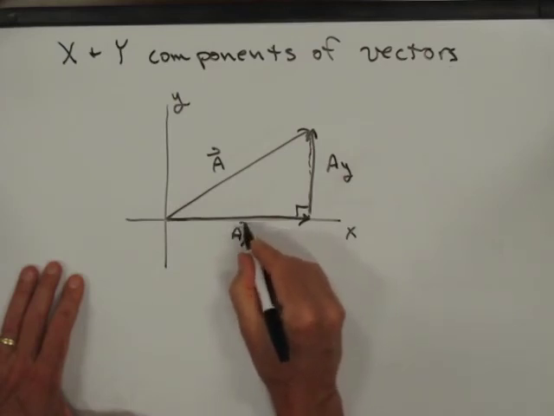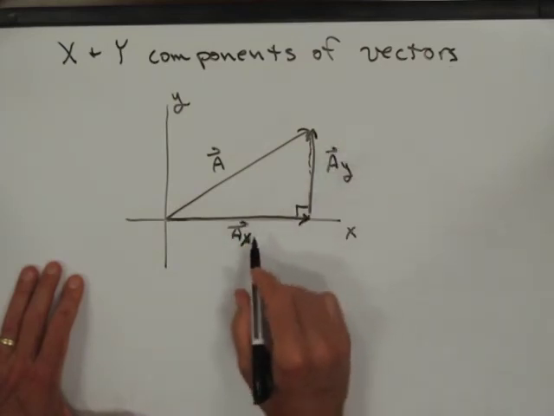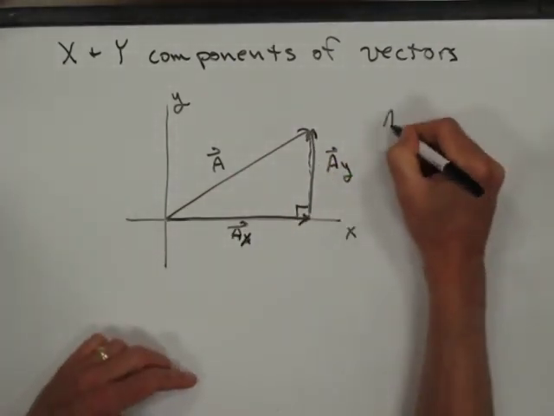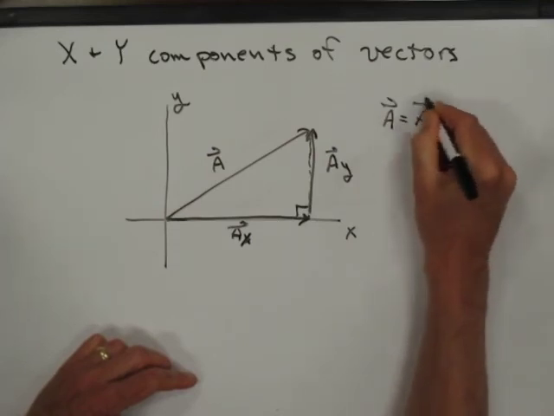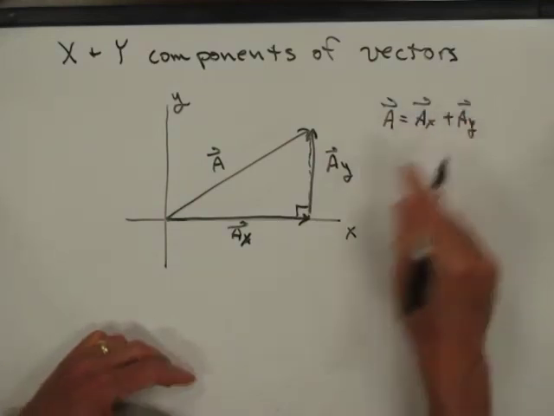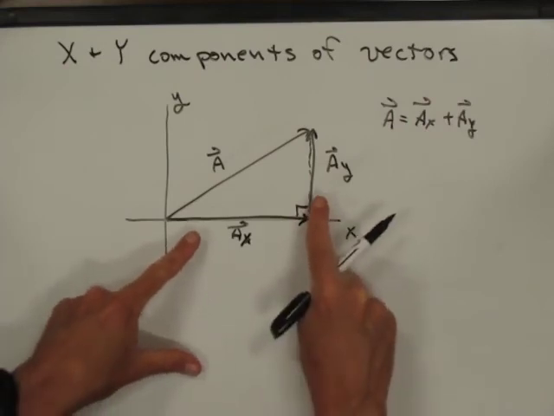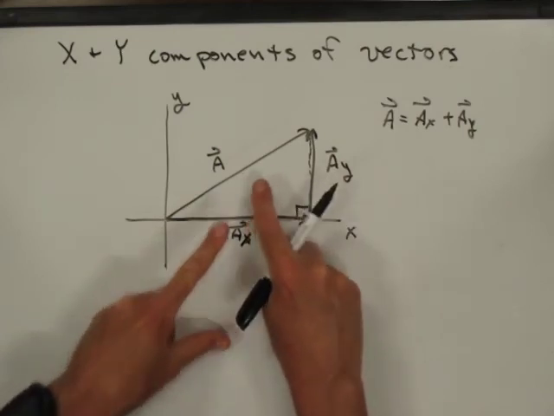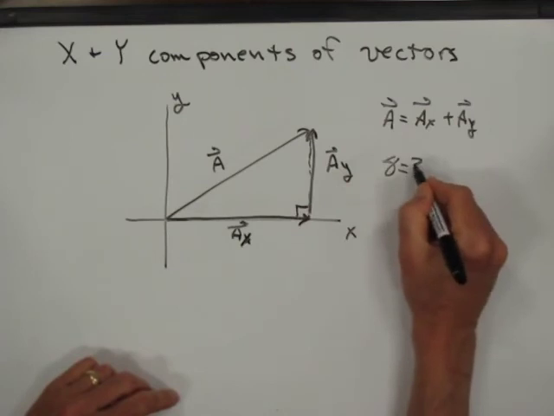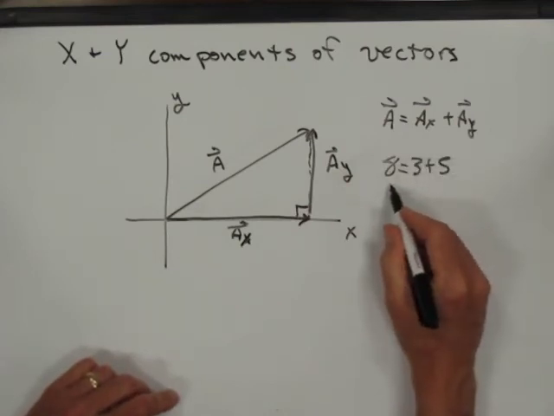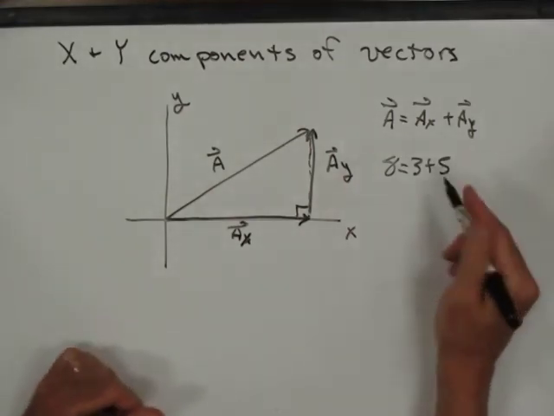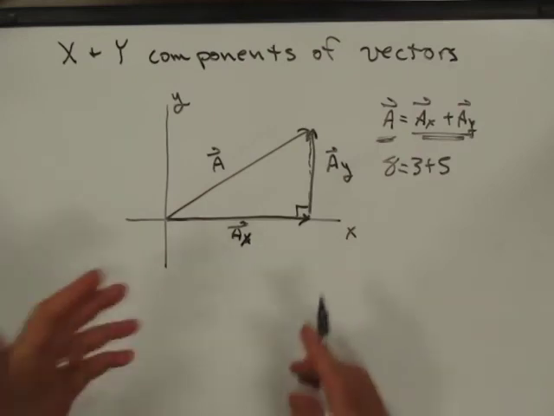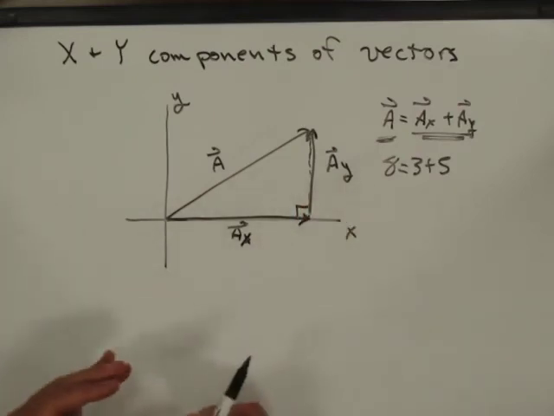If you think of these two as vectors, then we can see that Ax plus Ay is equal to A, right? So I can say A is equal to Ax plus Ay. What that means is that adding these two vectors gives you that vector. In the same way that 8 is equal to 3 plus 5, wherever you have 8, you're free to stick in 3 plus 5. They're the same thing. Wherever you have this vector A, you're free to replace it with its x and y components. This is an important point later on when we start adding vectors mathematically.